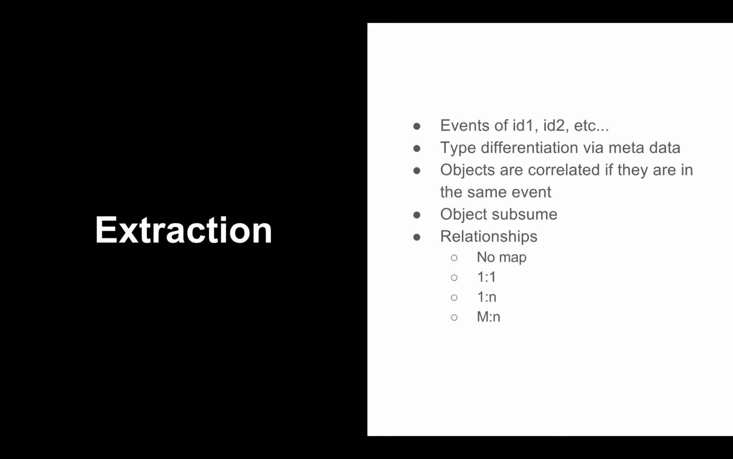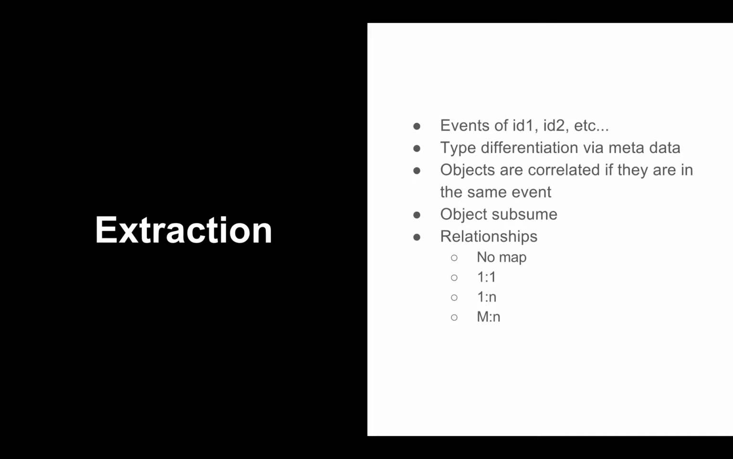So what exactly does it mean for these object IDs to be tied together, and for events to occur? What exactly are the definitions of some of these things? Events are basically the log message itself, and if we can identify some object IDs in that log message, they belong to that event.